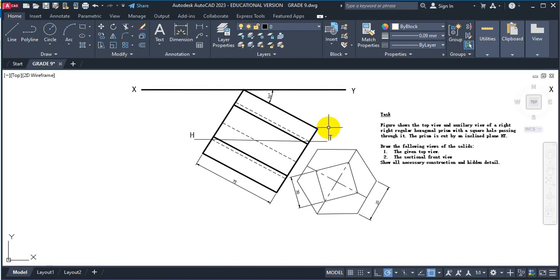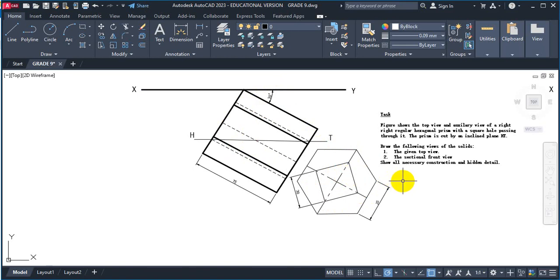A typical solid geometry question. Let us look at this question here, whereby it is inclined with its side on 30 degrees. They have given us the top view and an auxiliary top view. Obviously, we will know how to draw that. So there are two ways to do this.